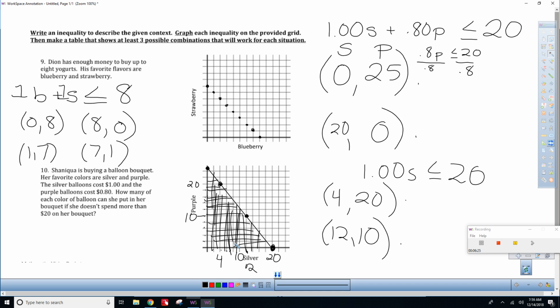Anything in there would satisfy the requirements. I could buy 1 purple and 1 silver balloon. And down here, I could buy 1 blueberry yogurt and 1 strawberry yogurt. But if I wanted to maximize my yogurt, or if I wanted to maximize my balloons for the budget, then I would want to pick one of the values that lie on the line.